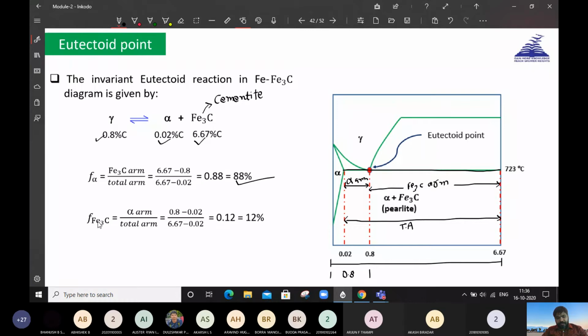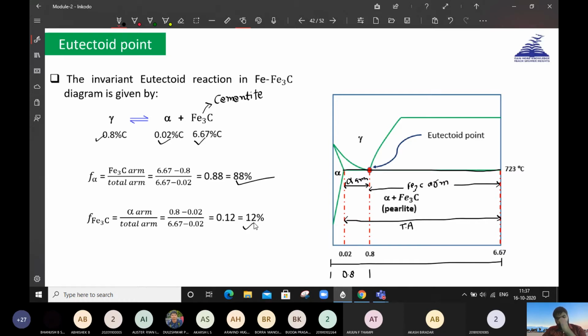Similarly, in order to find out the fraction of Fe3C phase, you can simply subtract 88 from 100, you will get 12%. Also you can calculate it, because Fe3C fraction is given by alpha arm divided by total arm, and this one is our alpha arm, which is 0.8 minus 0.02. Divided by the same total arm, it will come to 0.12, and that is nothing but 12%.